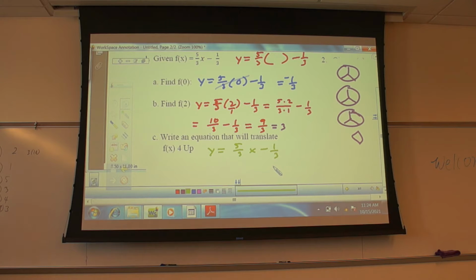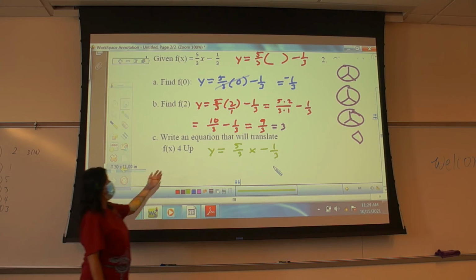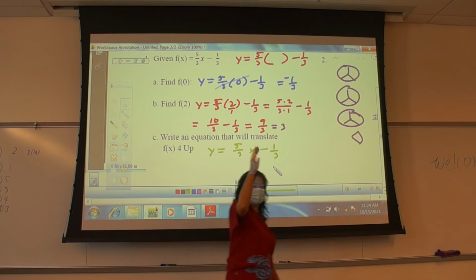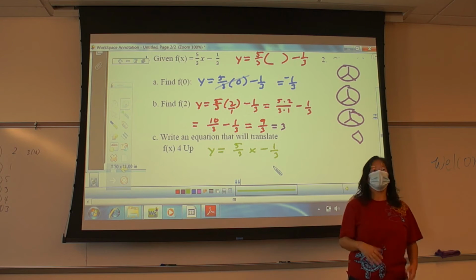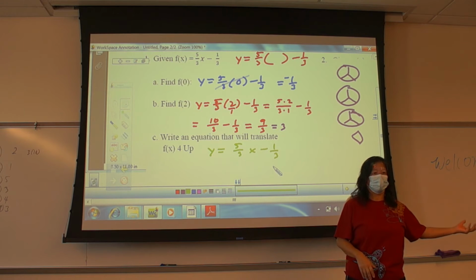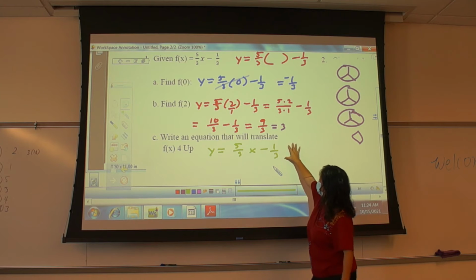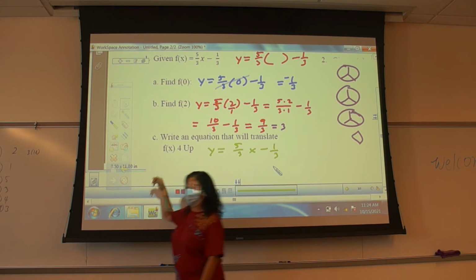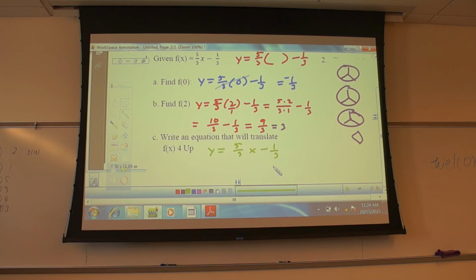I need to go up 4. Is up 4 on the inside or the outside? Up, down, up, down. So when I translate up, down, is that on the inside of the function or on the outside of the function? Outside. So that means on the outside of the function, at the end, I'm going to tack on, up 4 means what? Plus 4.